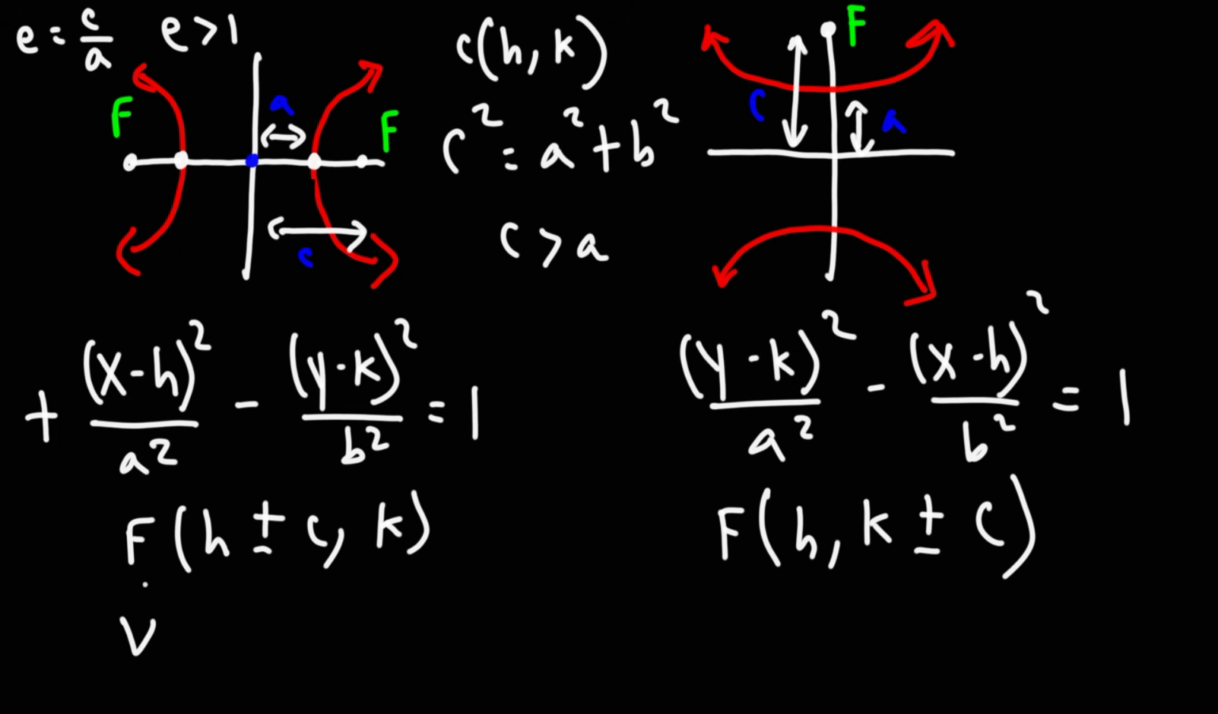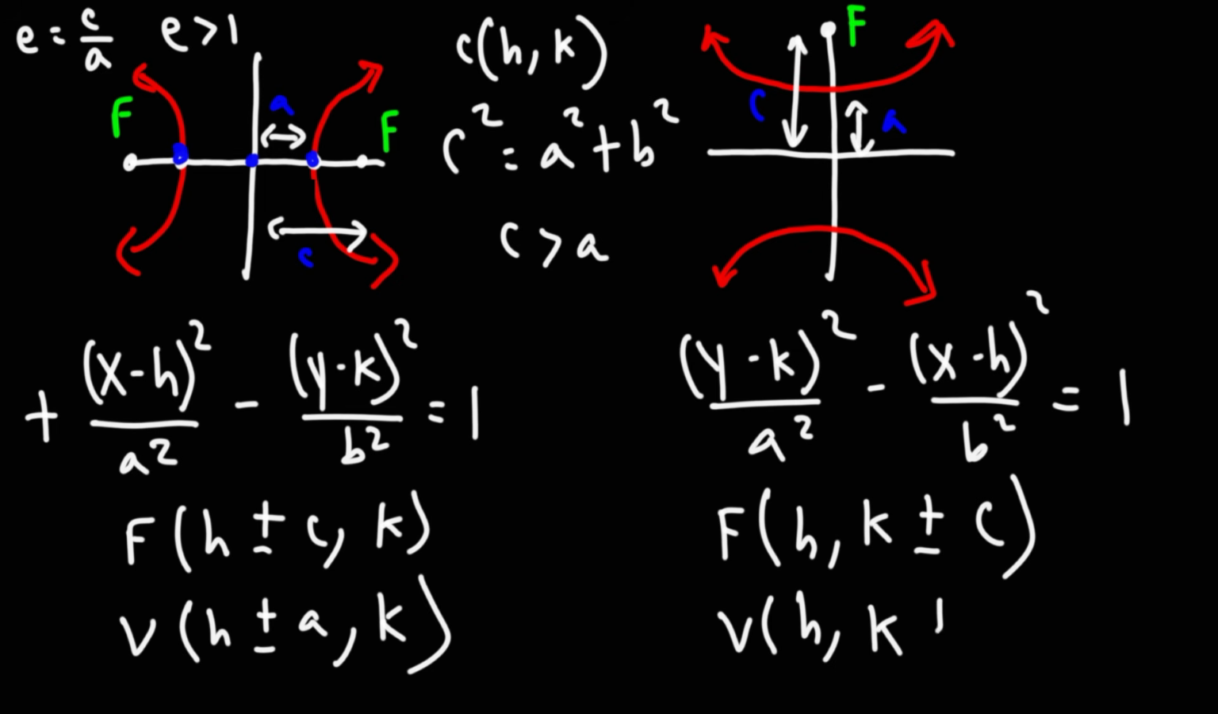Now, to get the vertices, which would be these two points, we need to add and subtract a from h, or from the center. Here we need to add and subtract a from the center, but along the y-axis, so from k. So this is going to be h comma k plus or minus a, and that will give us this vertex and the other vertex as well. So that's how we can find the vertices of the hyperbola.